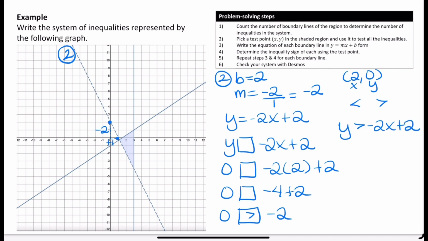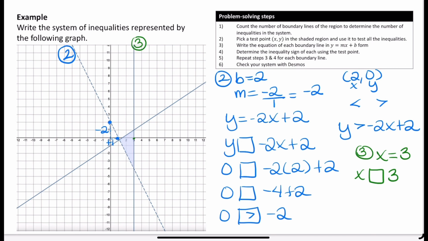Okay, and now finally we need to work on the third inequality. And so this third one is right here, and this is a vertical line. Okay, remember that vertical lines will have an x equals equation, right? So this is going to be x equals, and it passes through 3, so it's going to be x equals 3. But remember, I need an inequality, so it's going to be x something 3.